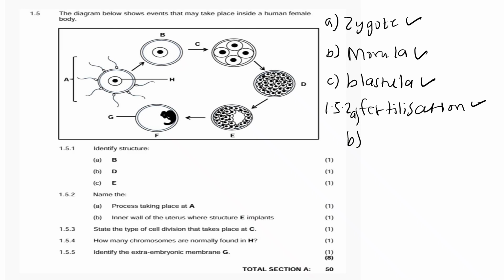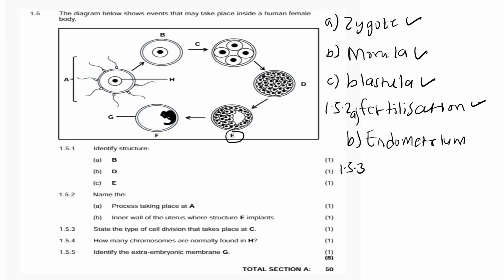the structure E implants, it is what we call endometrium. The inner wall of the uterus where the structure E implants is what we call endometrium.